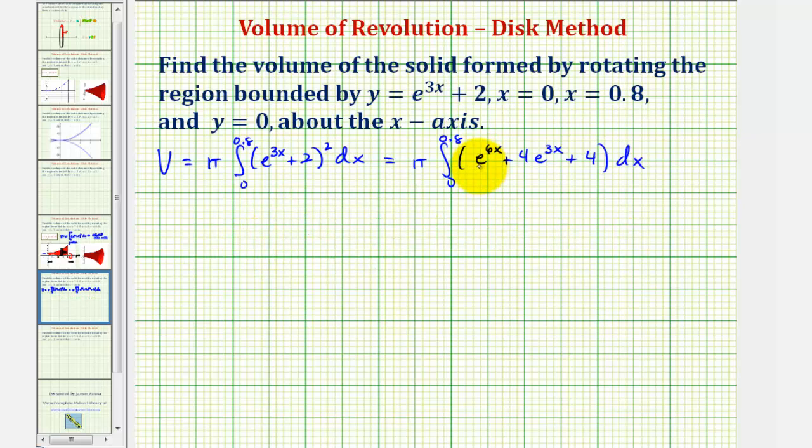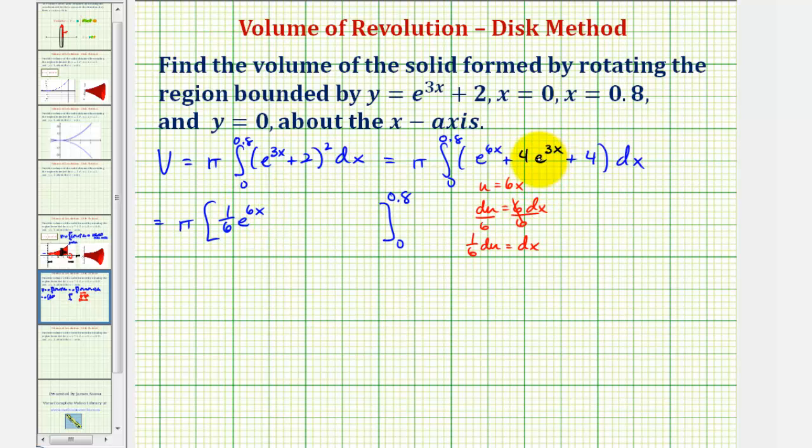Next, we'll find the antiderivative of each term. To integrate e to the power of 6x, we'd have to perform u substitution, where u is equal to 6x, du is equal to 6 dx. So if we solve this for dx, we divide both sides by 6. So we have 1/6 du equals dx. So we can think of this as e to the u, but when integrating, we'll have an extra factor of 1/6. So the antiderivative of e to the power of 6x would be 1/6 e to the power of 6x.